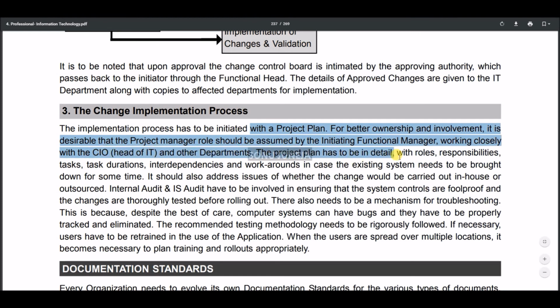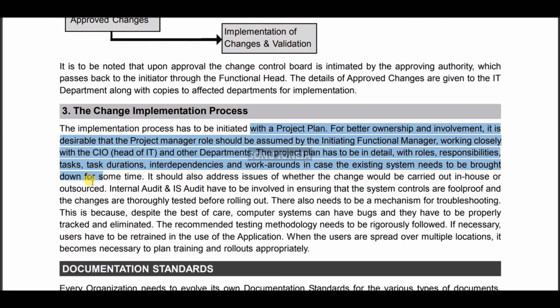The project plan has to be detailed, with roles, responsibilities, task duration, interdependencies and workaround in case the existing system needs to be brought down for some time. We should also address the issue of whether the change would be carried out in-house or outsourced. Internal audit and information audit have to be involved in ensuring the system controls are foolproof and changes are thoroughly tested before rolling out.